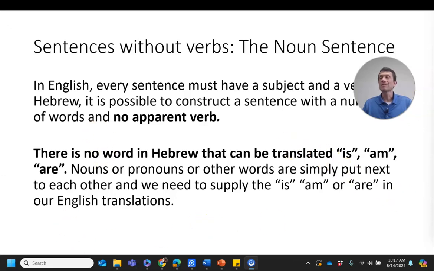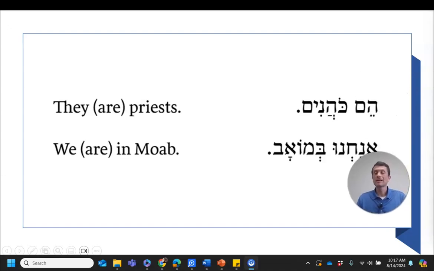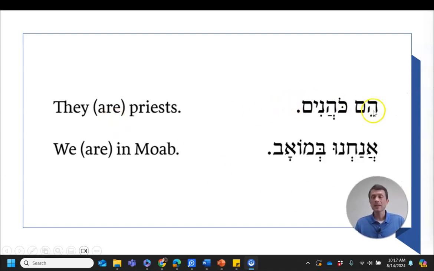So let's go ahead and look at some examples of this. Here's two quick examples here. In Hebrew, it's hem kohanim. Literally, it's they, priests. Well, that is not a phrase that communicates very well in English, right? They, priests. We need a verb there. And so in English, we need to supply the verb that's in parentheses here. They are priests. And this is super common in biblical Hebrew.